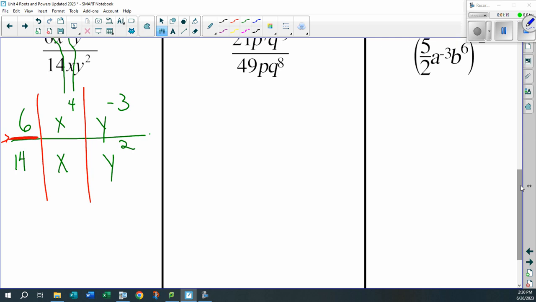What goes into 6? What goes into 14? Well, 2, of course. So divide this by 2, that becomes 3. Divide this by 2, this becomes 7. So look what you get. You get 3 over 7. Done. That's simple. Don't forget your reducing fractions part. Now, what do we do with the next part?